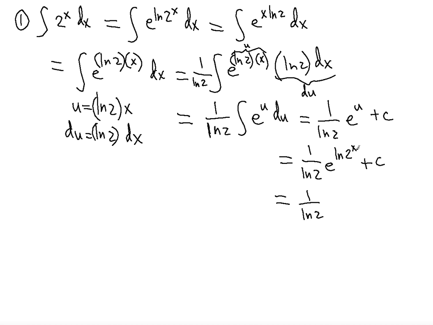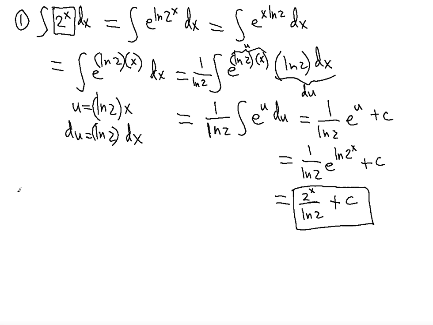And what is e to the ln 2^x? That was this, right? This original integrand, this function, right? So it's going to be 1 over ln 2 times 2 to the x plus a constant. Well, let me actually write it on the top here instead of 1 there, right? So you can see it. So it's going to be 2 to the power of x divided by ln 2 plus a constant. That's it. I just substituted back the original function.